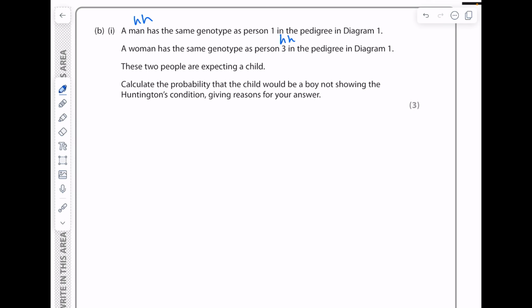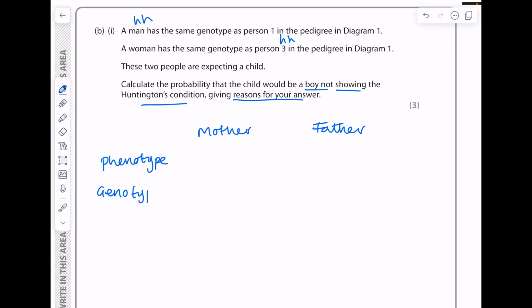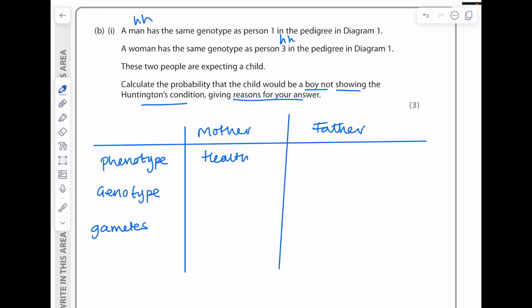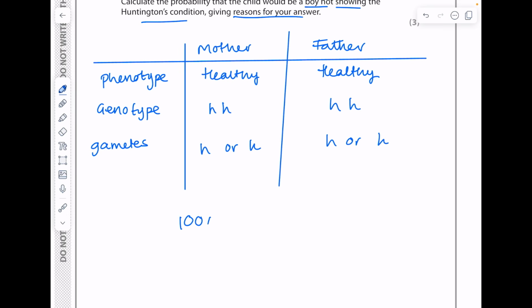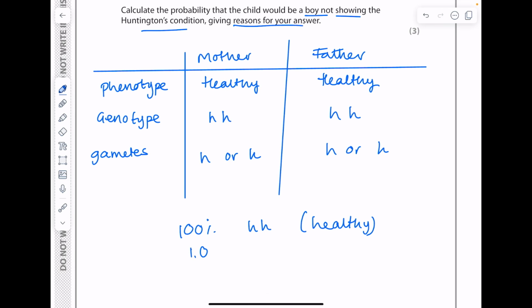Calculate the probability that the child would be a boy, not showing the Huntington's condition, giving reasons for your answers. So we just need to draw out everything I was doing before. So we have a mother and a father. Phenotype. This will become all our reasons by laying it out like this. So we know they're healthy. We know their genotypes are this, which means their gametes must be this. We don't even really need to do a Punnett square because we can see that there'll be 100% this, which is healthy, which in probability terms means a 1.0.